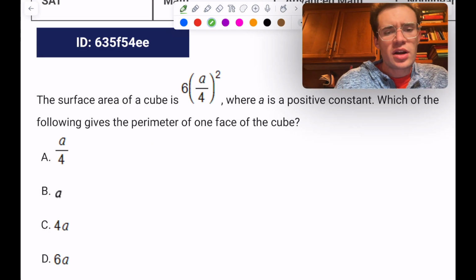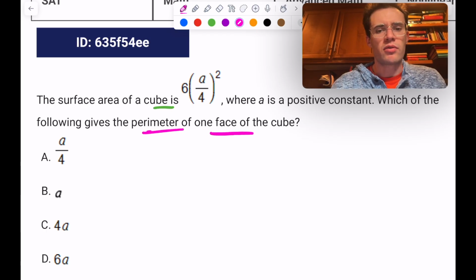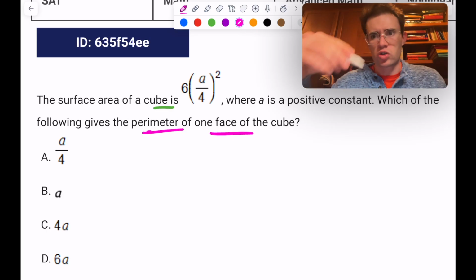The surface area of a cube is 6 times (a over 4) squared, where a is a positive constant. Which of the following gives the perimeter of one face of the cube? Okay, so perimeter of one face of the cube. So just basically the perimeter of one square of it.